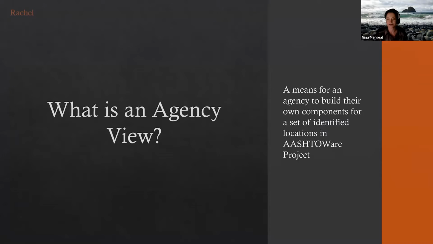Click. There you go. Okay, what is an agency view? This is the definition, the true definition. It's a means for an agency to build their own components for a set of identified locations in AASHTOWare project. But that doesn't really mean a lot to a lot of people. Essentially what it is a way for an agency to define the models and the fields that they want to see on a particular screen and to create a way to extend the functionality of AASHTOWare project.